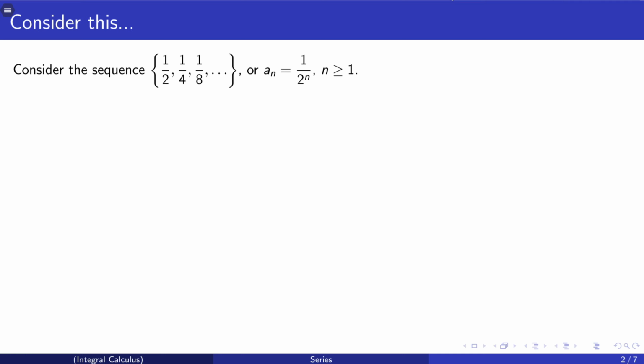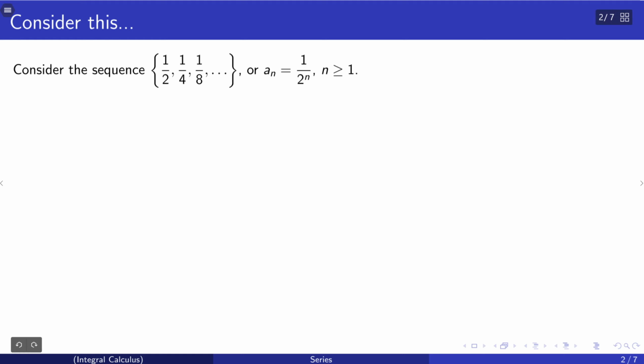For instance, the sequence a sub n is equal to 1 over 2 to the n. So that's the sequence 1/2, 1 over 4, 1 over 8, and so on. And the question is, what do you think happens here if we attempt to add all the terms of this series together? Okay, so there's infinitely many terms here, right? So does that even mean anything in the first place?